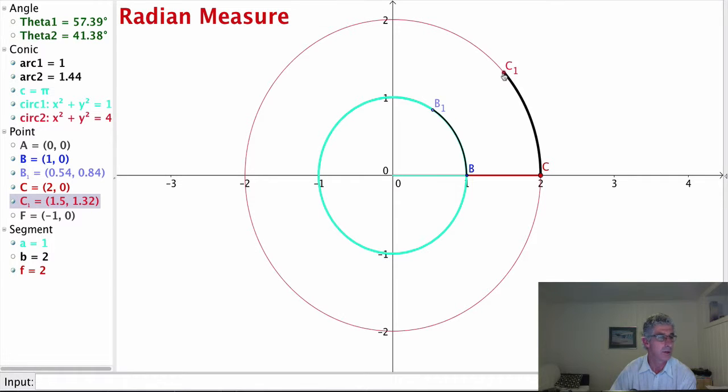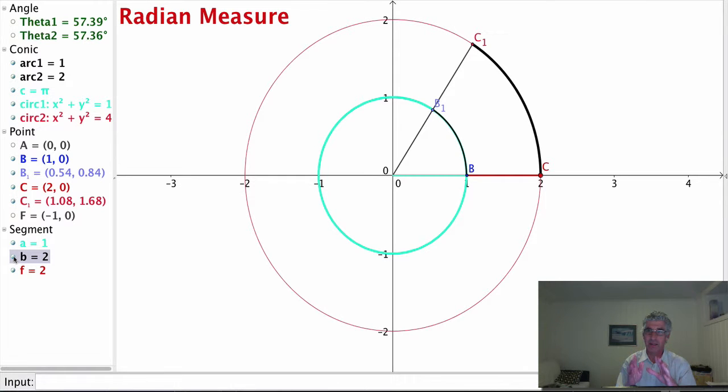Round we go. Where are we? 1.4, 1.8. There we go. And look at this. Let me show you something very interesting. When the arc length equals the radius, we have the same angle. And that angle we call 1 radian.